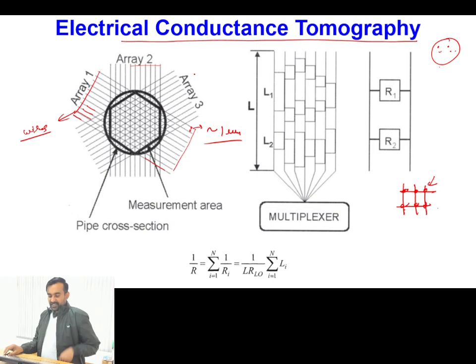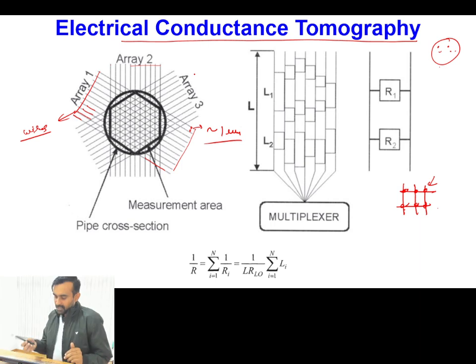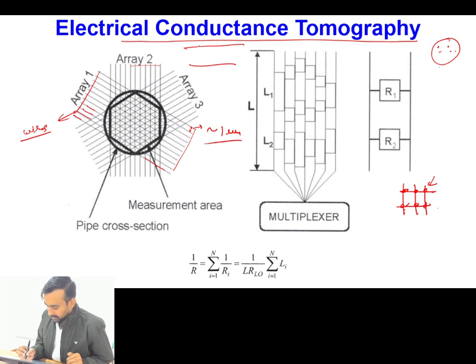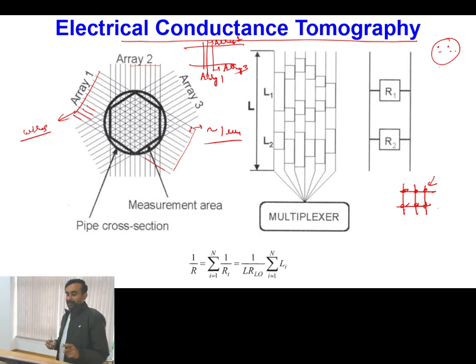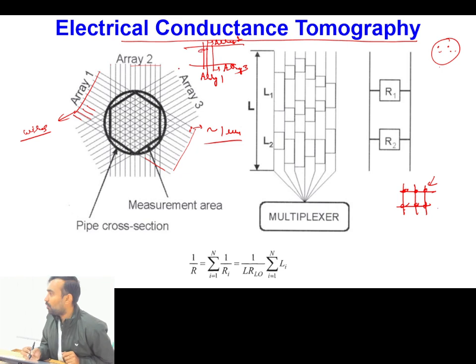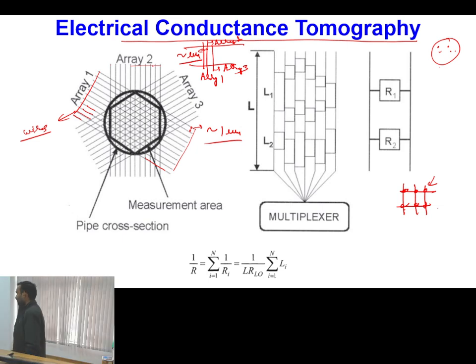Another point is that all these arrays of wires are not lying on the same plane. So these are segregated by some axial distance. For example, if this is my pipe, the first array is lying at this location, the second array is at a certain distance from the first one, and the third one is at a certain distance from the second one. And these distances are also very small, of the order of a few micrometers. Is this one clear?